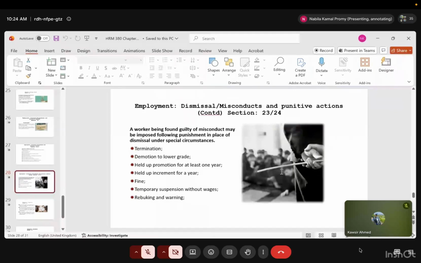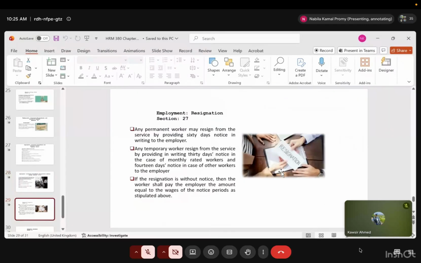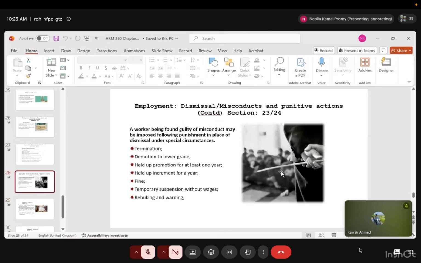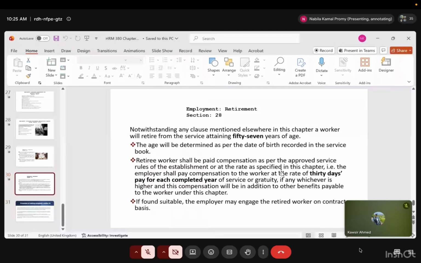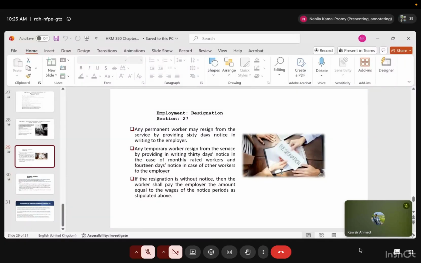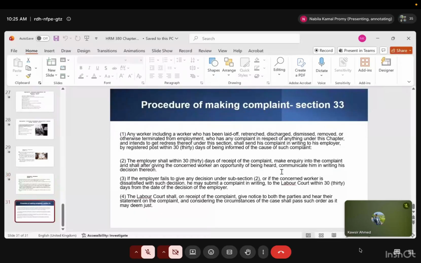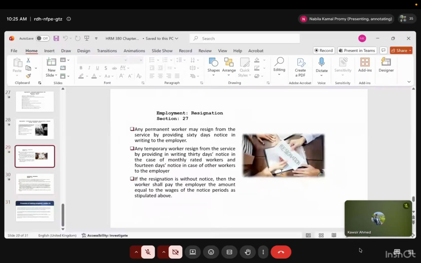Any questions so far? You can skip slide number 28. So we have two other approaches where an employee is leaving the company. One is resignation and the last one is retirement. Again, I'll mention that you can skip slide number 31.